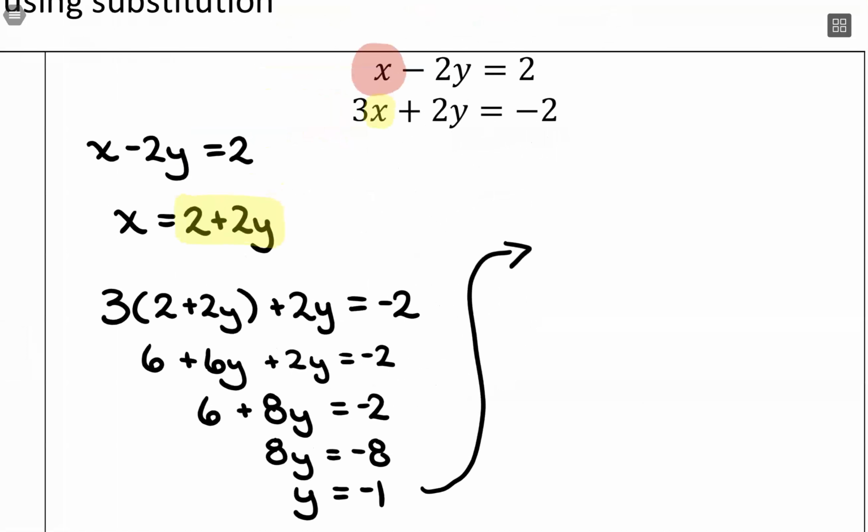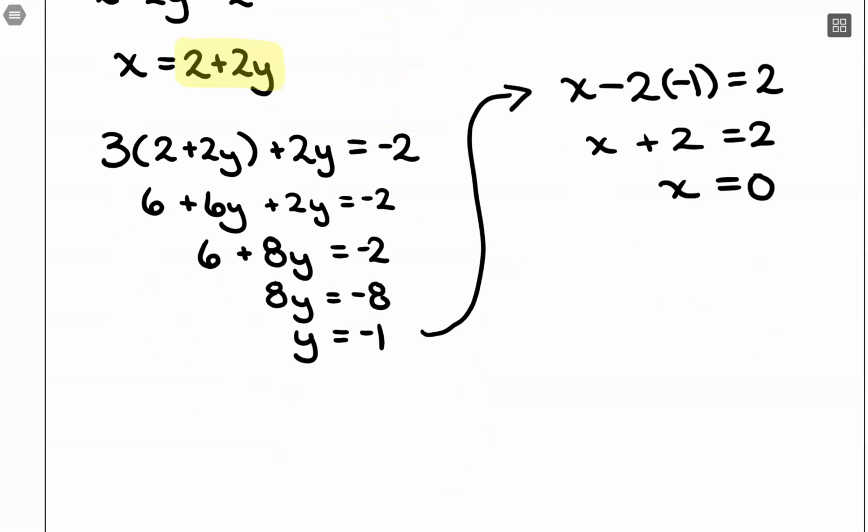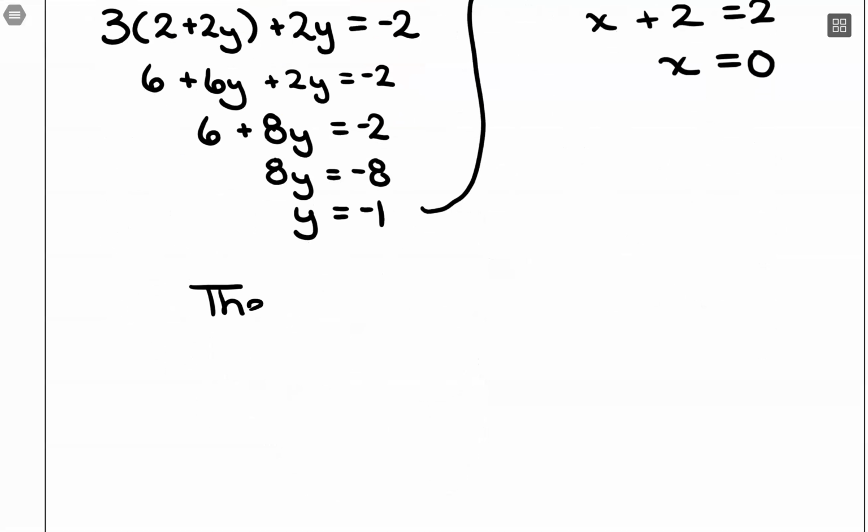So what I can do is take that value for y and plug it into either the first equation or the second equation. Doesn't matter which one. I'll go ahead and use the first equation. x minus 2 times negative 1 equals 2. Now I can solve for x. So negative 2 times negative 1 is a positive 2. I'm going to subtract 2 from both sides of the equation, and that's going to leave me with x equals 0. So the solution is x is 0, y is negative 1.